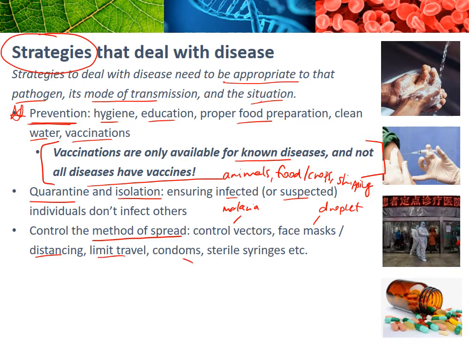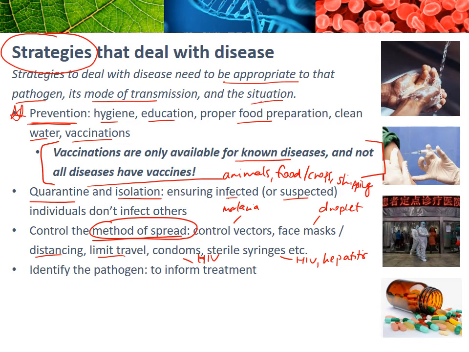If we're looking at, say, a HIV outbreak, using things like condoms to make sure that that spread doesn't occur. Same for bloodborne diseases, so things like HIV or hepatitis, ensuring that people aren't, for example, sharing needles, which can spread that, or making sure that hospitals have sterile equipment. Okay, so controlling the method of spread needs to be specific to that actual disease.